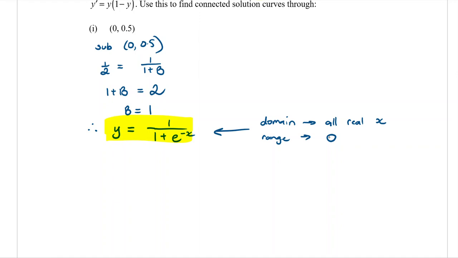The e to the negative x is approaching what? 0. Just this bit. I'm trying to work out what that part there is. Okay, e to a negative big number is really, really small. Then when I add 1 to it, it's pretty much 1 on the denominator, and 1 divided by 1 is 1. So my range is actually between 0 and 1.